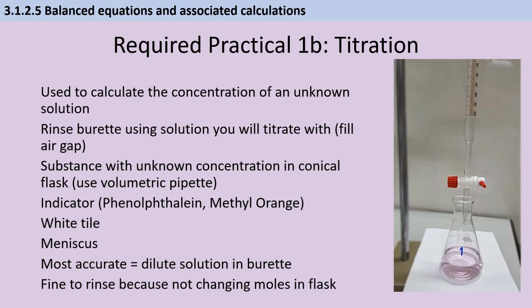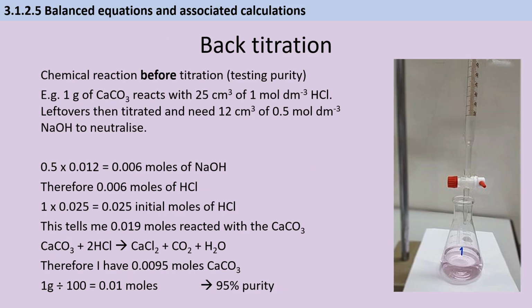It's fine for us to do this because when we calculate the final concentration, we're going to use the volume of 25 cm³ that we originally put in the conical flask. We're not going to use the volume that ends up in the flask, so even though you're adding water, you're not changing that starting volume that is what's being used in the calculation.